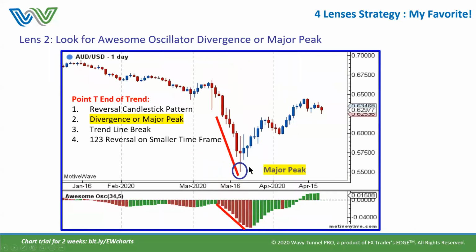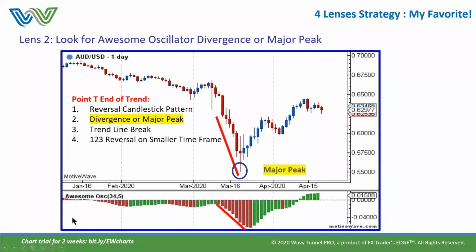Next, we have divergence or a major peak. In this case, this is the awesome oscillator. And I actually studied with Bill Williams. He's the one that developed this awesome oscillator. I worked with him for 5 days. And this awesome oscillator continues to have red histogram bars moving down, and then we have green histogram bars moving back up again. So this is a major peak in the awesome oscillator.